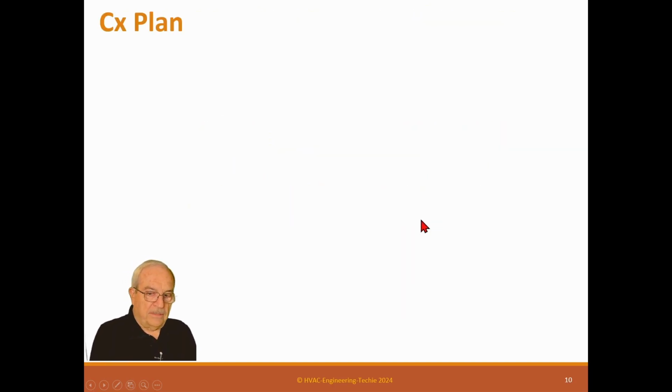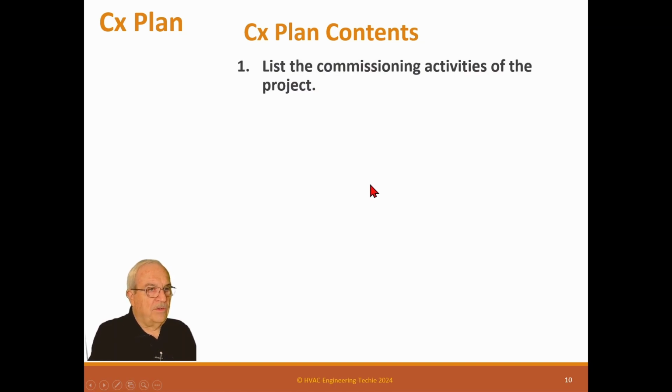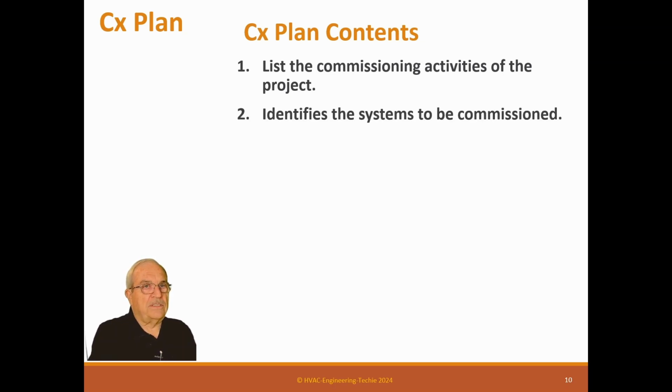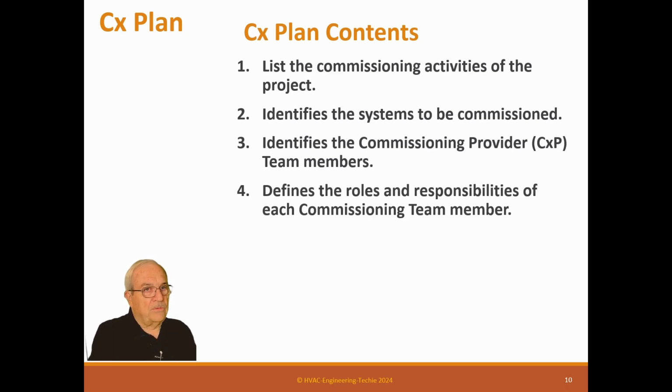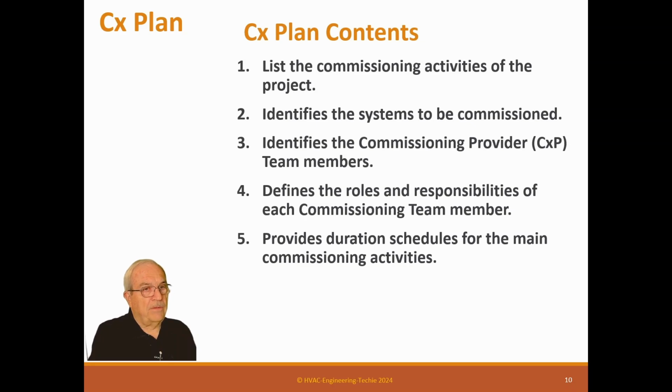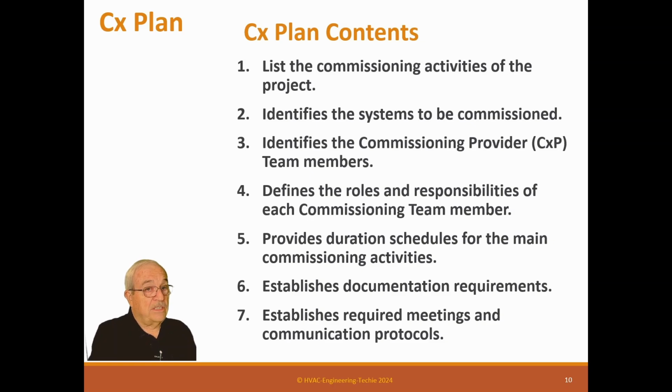Activities during project design. Okay, the plan. You have to create a commissioning plan, and as a commissioning provider, it's your job to do that. List the commissioning activities of the project, identify the systems to be commissioned, identify the commissioning provider, CxP, and team members, define the roles and responsibilities of each commissioning team member, provide a duration schedule for the main commissioning activities, establish documentation requirements, and establish required meetings and communication protocols. So this is the general commissioning plan, and this is always done after everyone's on the job and everyone has a contract. And this is when you start putting a plan together that brings everybody together.